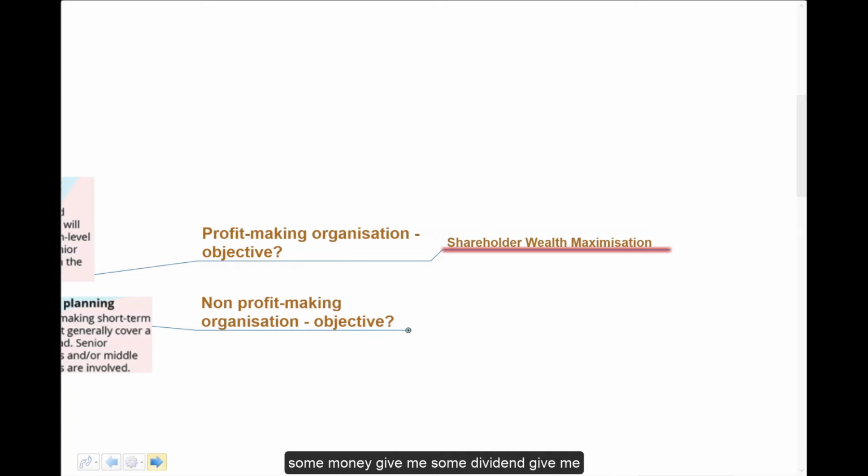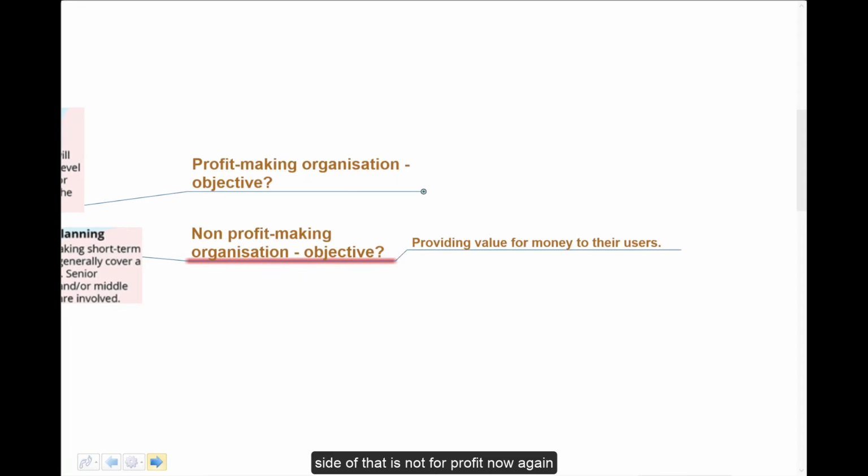Give me some money, give me some dividend, give me some distributions from profit, assuming you're making a profit, and indeed give me some capital growth. Okay? Now, the flip side of that is not for profit. Again, not for profit is important. Not all entities are about making a profit.